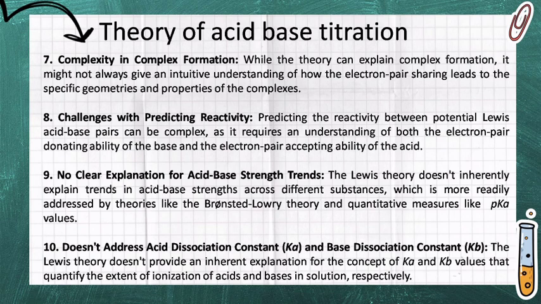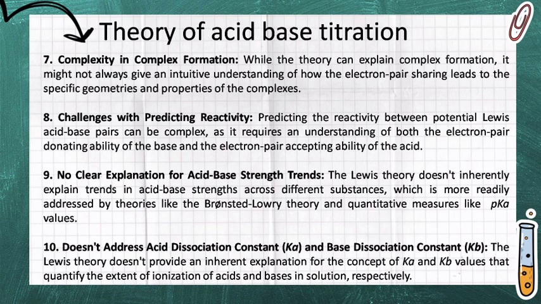Eighth, challenges with predicting reactivity. Predicting the reactivity between potential Lewis acid-base pairs can be complex, as it requires an understanding of both the electron pair donating ability of the base and the electron pair accepting ability of the acid. Ninth, no clear explanation for acid-base strength trends. The Lewis theory doesn't inherently explain trends in acid-base strengths across different substances, which is more readily addressed by theories like the Bronsted-Lowry theory and quantitative measures like pKa values.